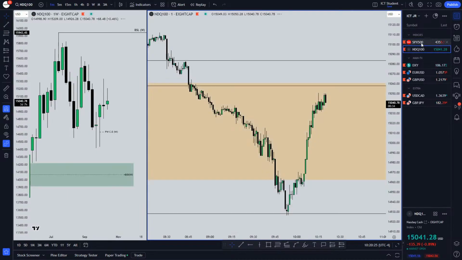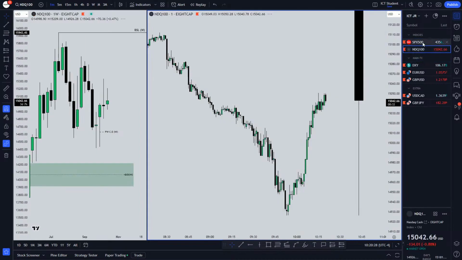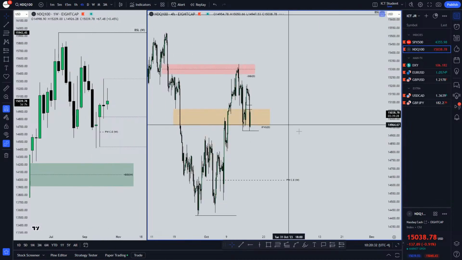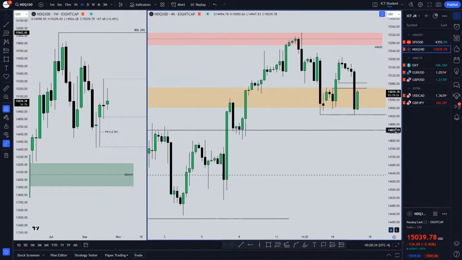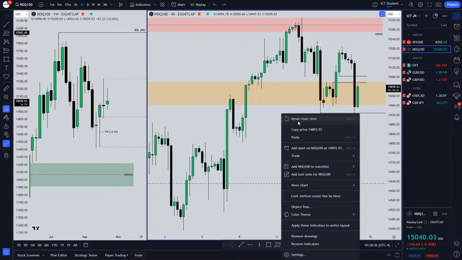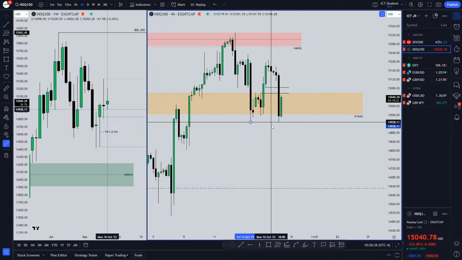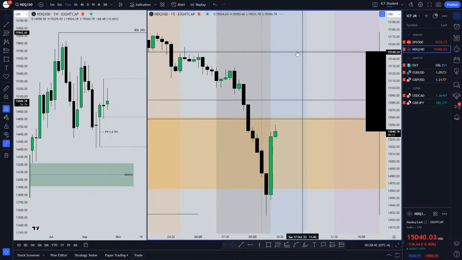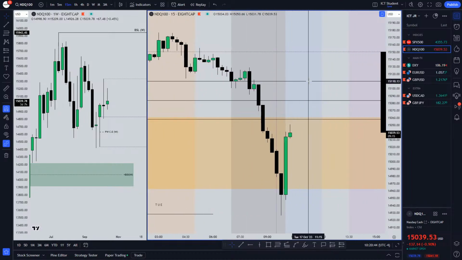This one too, man. Everything faked me out right now. Every single thing faked me out. It's crazy. I'll take shorts on this one for sure. Come up here, tap into that, and shorting. Simple as that.